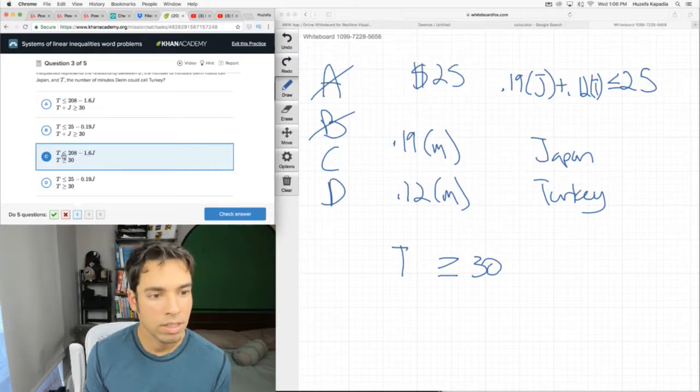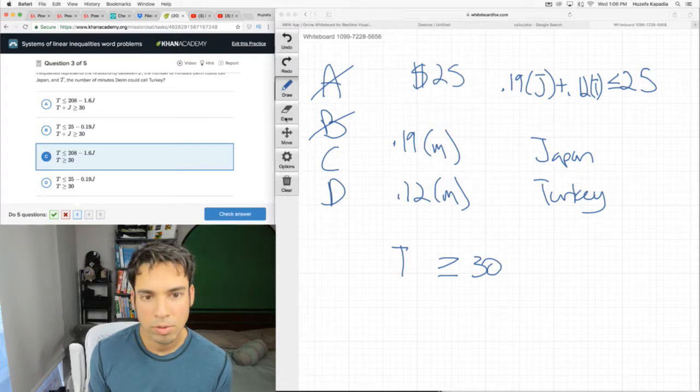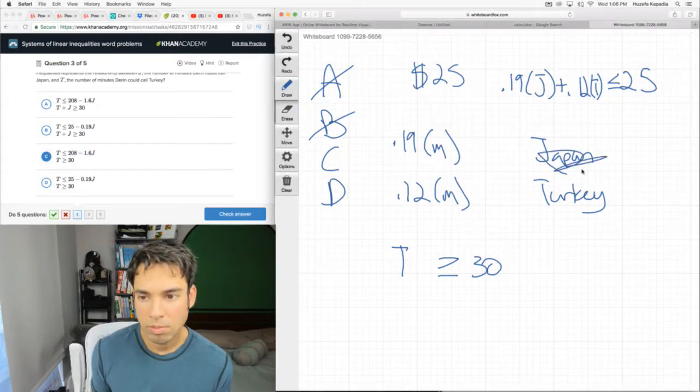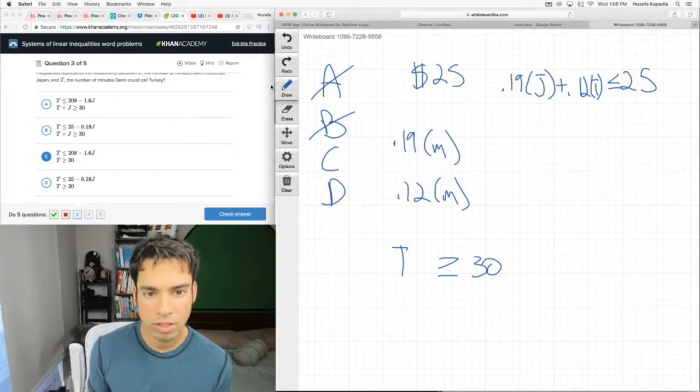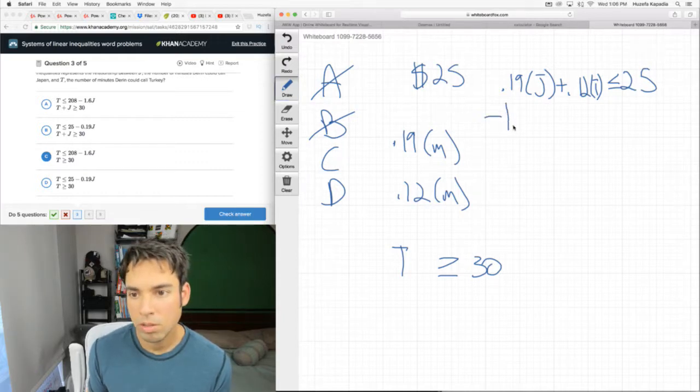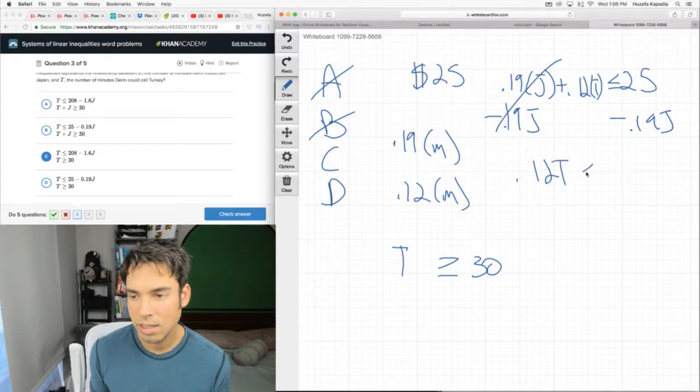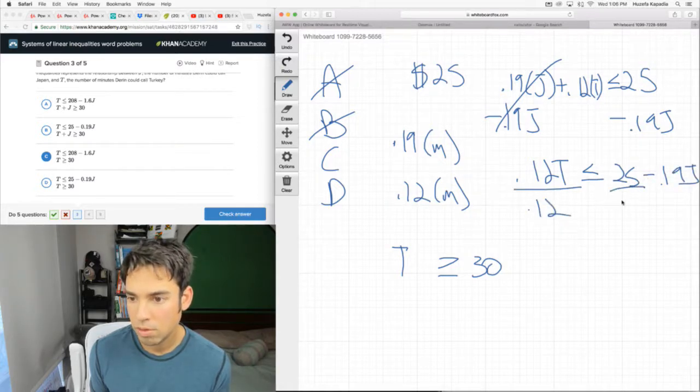So what they've done is they've isolated T. So that's what we have to do. Let's go ahead and isolate T. Let me remove this stuff here. Sometimes they do this just to see if you have one additional layer of understanding. So I'm going to subtract 0.19J from both sides, and we get 0.12T is less than or equal to 25 minus 0.19J. Then they divided both sides by 0.12.